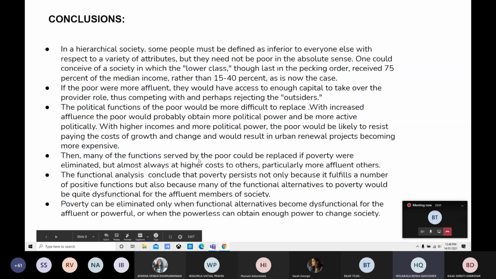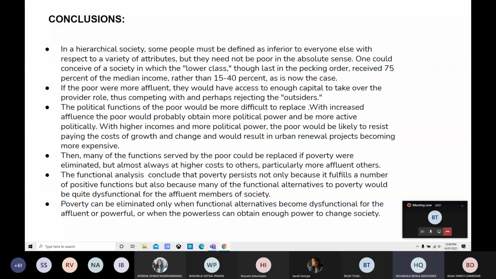So these are some conclusions from the text. In society, there would be a hierarchy, and someone has to be inferior to others. But if someone is inferior in some attributes, that doesn't mean that someone will have to be poor. One could even conceive a society in which the lower class receives 75% of median income rather than just 15 to 40%.